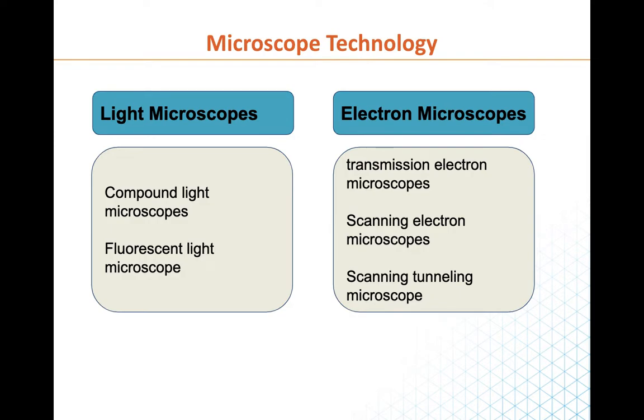All right, so first thing, we have two different types of microscopes. We have the light microscope, and then we have electron microscopes. We have different types of light microscopes. In this lesson, we are only going to be talking about the compound light microscope, but there are different types. And then we're going to be talking about the electron microscope, possibly tomorrow or the day after.